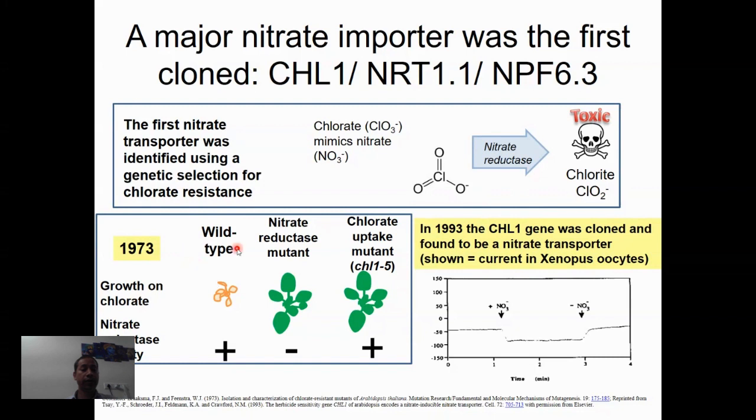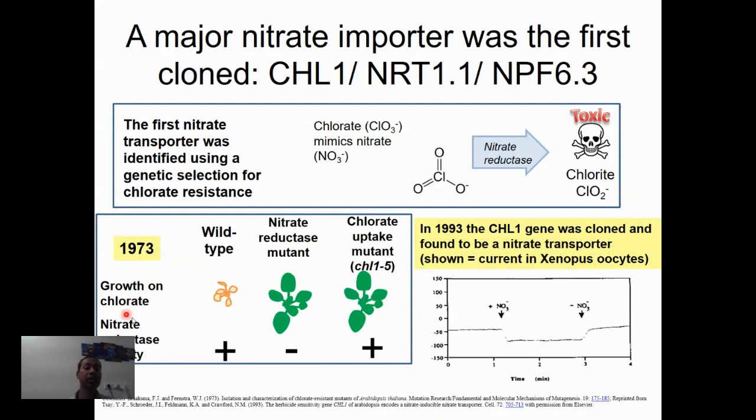When wild type plants were grown on chlorate medium, they died. Why? Because chlorate is taken up by the plants and reduced by nitrate reductase, converting chlorate to a toxic product, and this plant died. In the next case, the plant was a nitrate reductase mutant, meaning the nitrate reductase enzyme is not working. So chlorate will be taken up by the plant, but it is not reduced, so it will not affect the plant. The plant is happily surviving. In the third case, where the chlorate uptake mutant is used, what will happen?